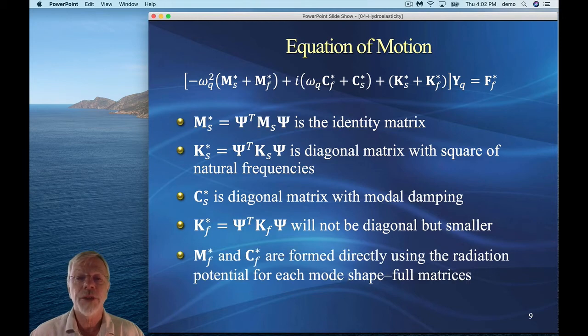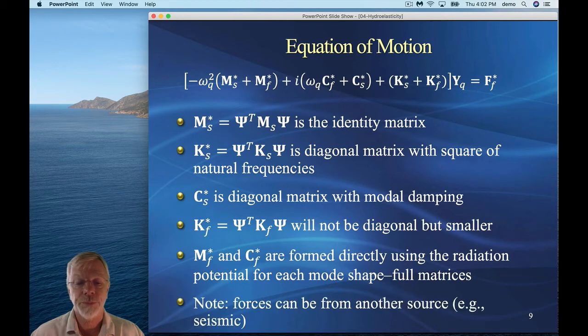MF star and CF star are going to be formed directly using the radiation potential for each mode shape. So we're not going to form an n by n MF. And really the reason we're doing this is to avoid doing that because it's a huge amount of effort. So we're going to form MF star and CF star directly for each mode shape. And these, of course, are full matrices.